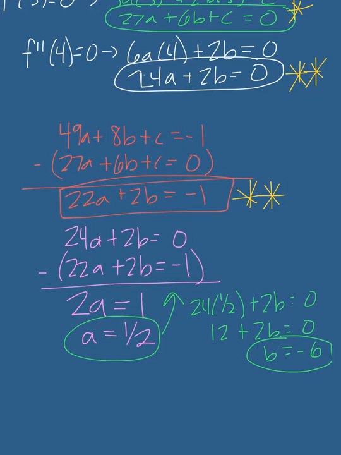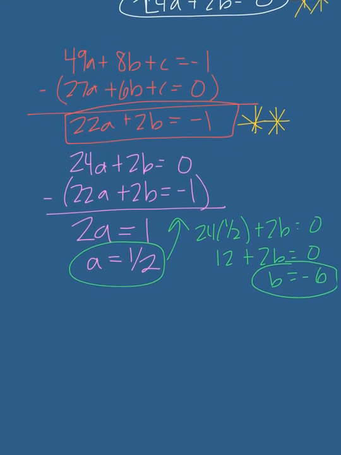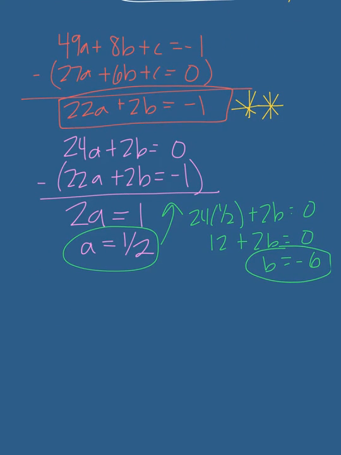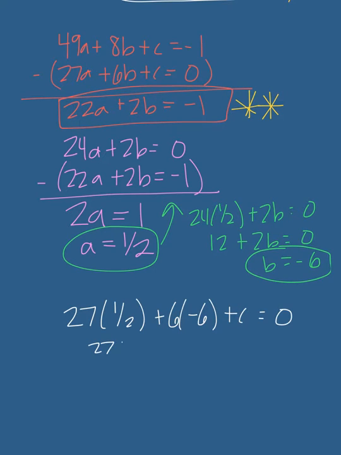Let's see. Let's do the one that says 27a. So 27 times 1/2 plus 6 times -6 plus c equals 0. This is not the prettiest, but I'm just going to leave that as 27 over 2 plus 36 plus c equals 0.